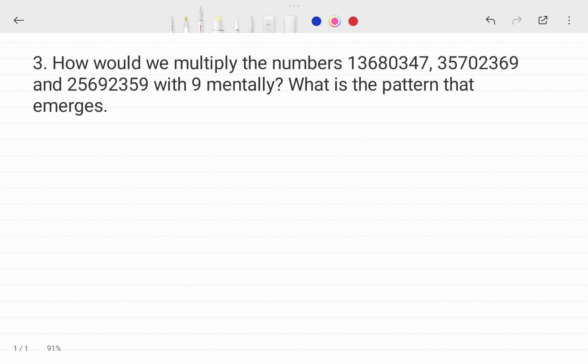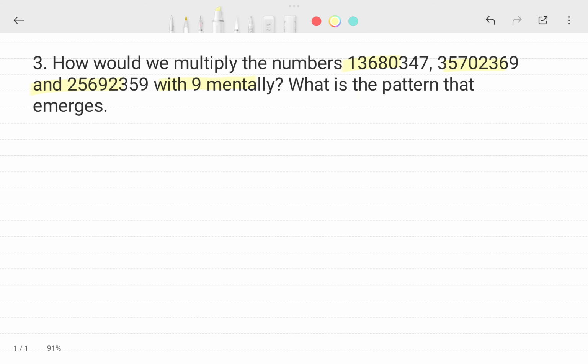This is the third one. It asks how we would multiply the numbers 13,680,347, 5,702,369 and 25,692,359 with 9 mentally, and what pattern emerges. Okay, so this question is very interesting. It asks how we would multiply these numbers with 9 to get the patterns. Now, nine random digits patterns we have to get. So how can we do this question? This is an interesting question, so let's talk about it.